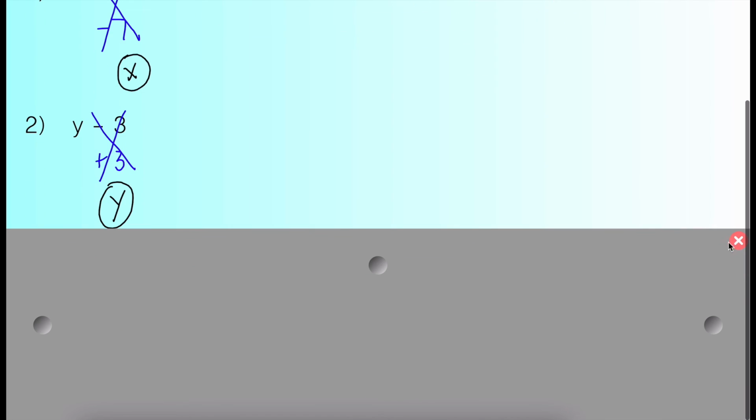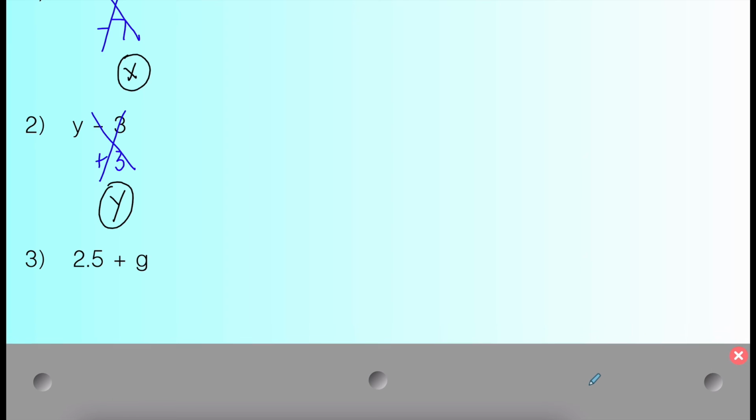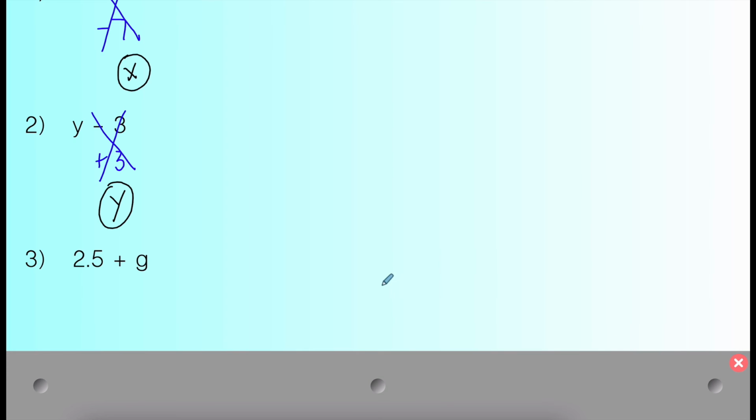I've got 2 more for you. Go to the next one. So I've got 2.5 plus g, or if it's more comfortable for you to see the variable first, this is an addition problem, and for addition, order doesn't matter. Commutative property says you could rewrite this as g plus 2.5. So if you'd rather see it like that, that's fine. But these are the same expression.